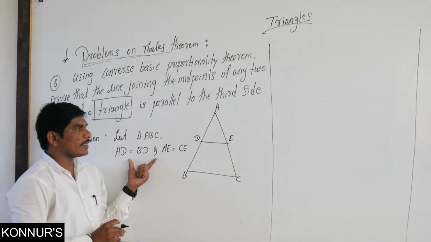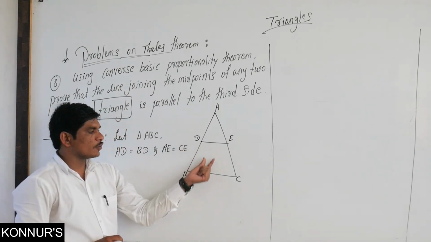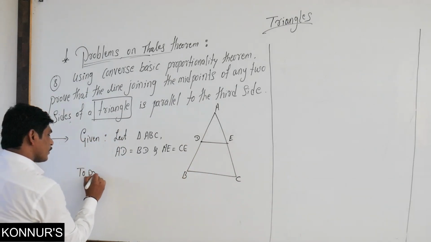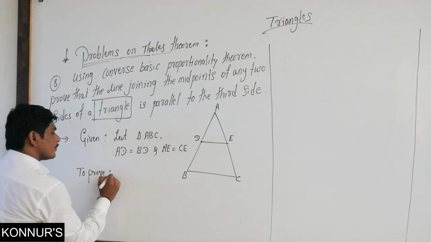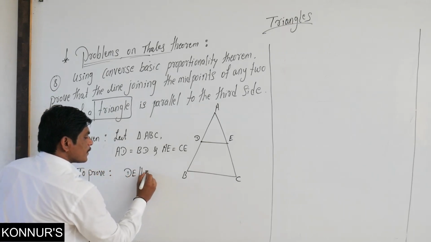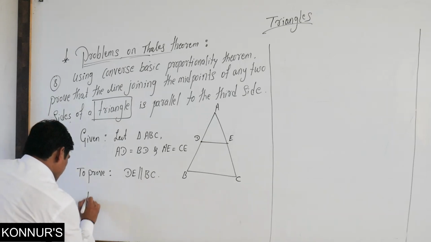Related to these 2 points, we are proving DE is parallel to BC. This is the point to prove. That's why here you write to prove: DE is parallel to BC. Now construction is not necessary, but directly you have to take a result. Proof part.